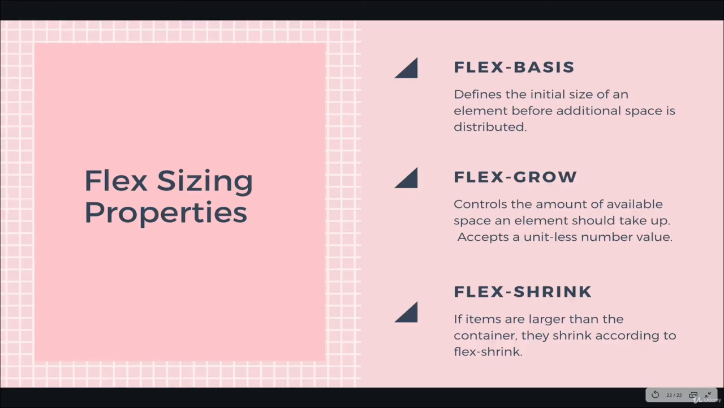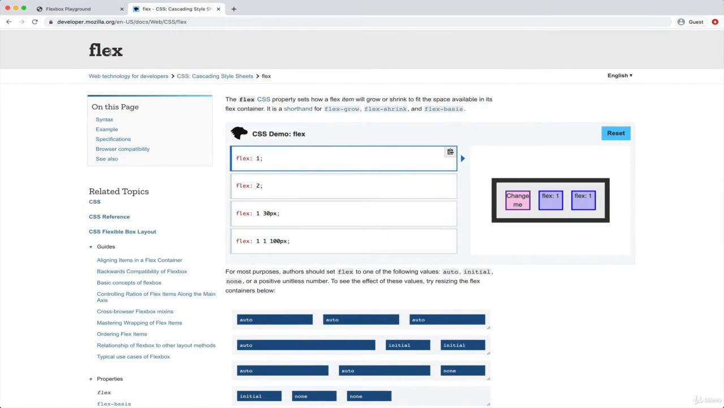All right, so we just saw these three properties: flex basis, grow, and shrink. What I didn't show you is that there's a shorthand property called flex. We use these properties so frequently that flex was created. It allows us to set all three in one go. There are a couple different options.